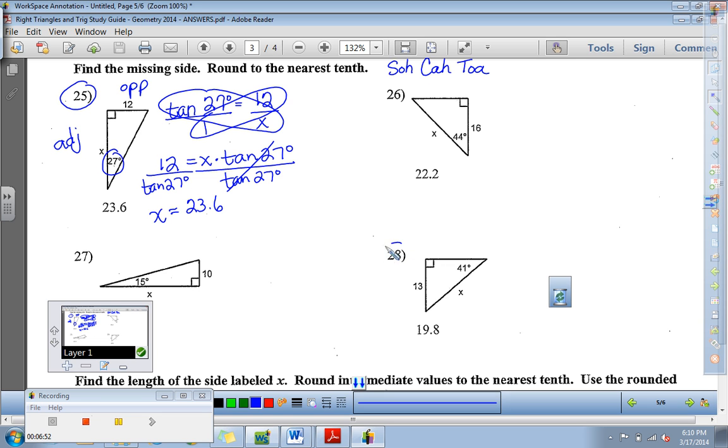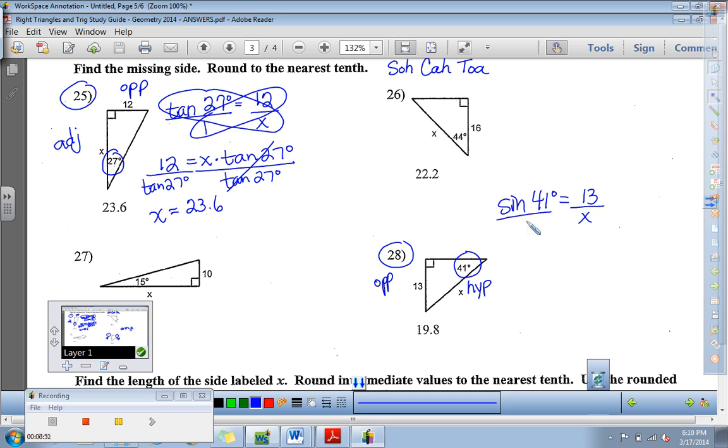Okay, we'll look at number 28. Let's see, this time you have to look at what angle you're given. We're given 41 degrees here. We want to find x. x is our hypotenuse, and 13 is the opposite side. Okay, so sine, cosine, or tangent, what uses opposite and hypotenuse? That would be sine. Start up here. The sine, once again, the angle goes here, 41 degrees, is equal to opposite 13 over hypotenuse, which is x.